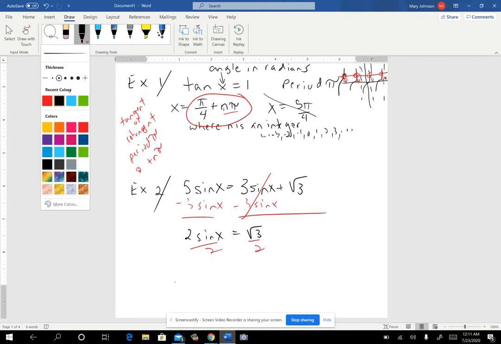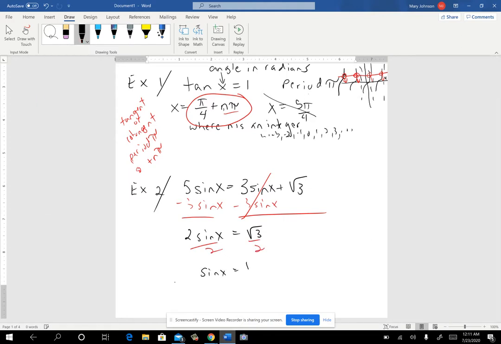and I wind up with sine x equaling square root of 3 over 2. Okay. All right, so now is when I go to the unit circle, or I can actually think about right triangles because I'm looking for the angle in radians where the sine would be square root of 3 over 2.